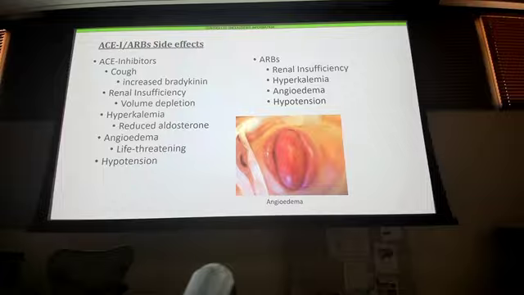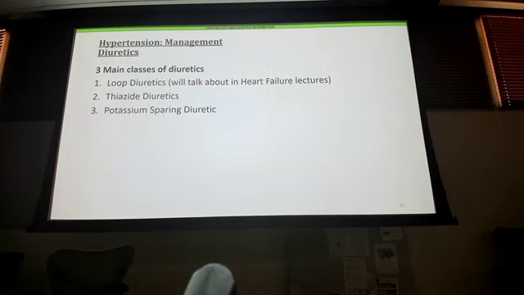Now, if they're coming to you because they have an angioedema side effect, then you're not going to transition them to an ARB because they most likely are going to have that side effect with the ARB as well. But cough is the most common reason somebody cannot tolerate an ACE inhibitor and will get switched to an ARB.